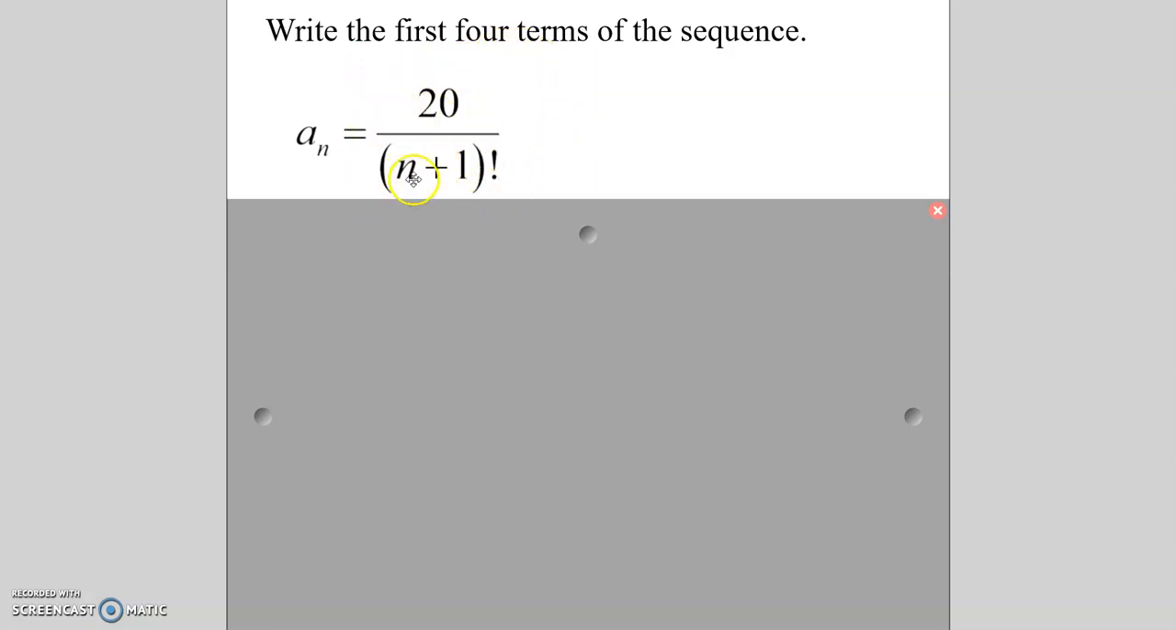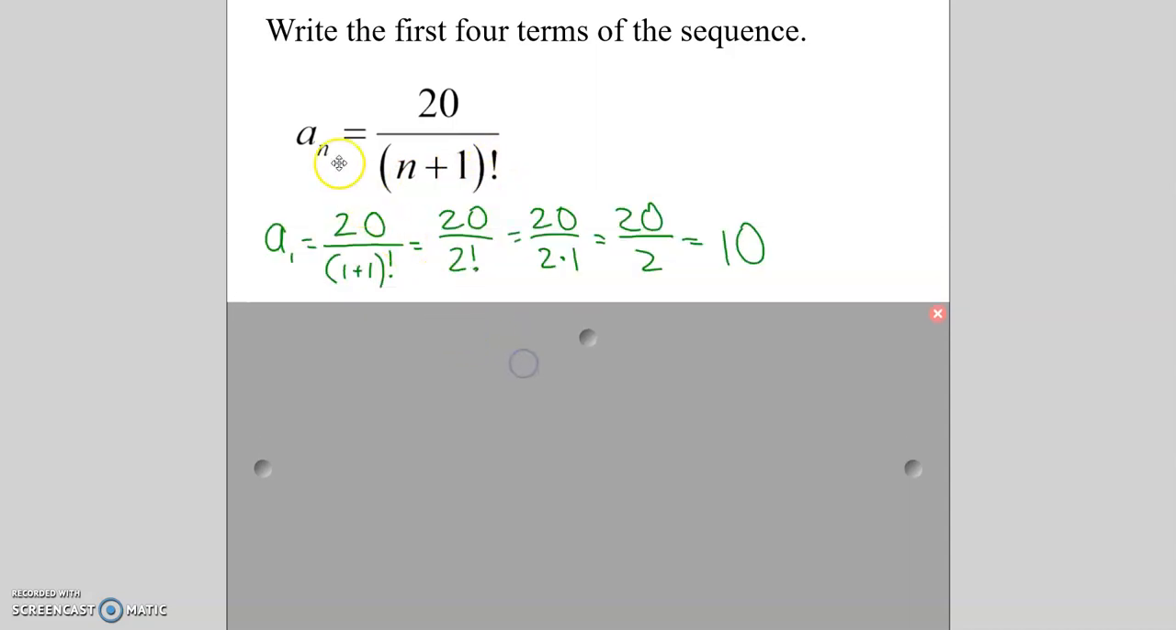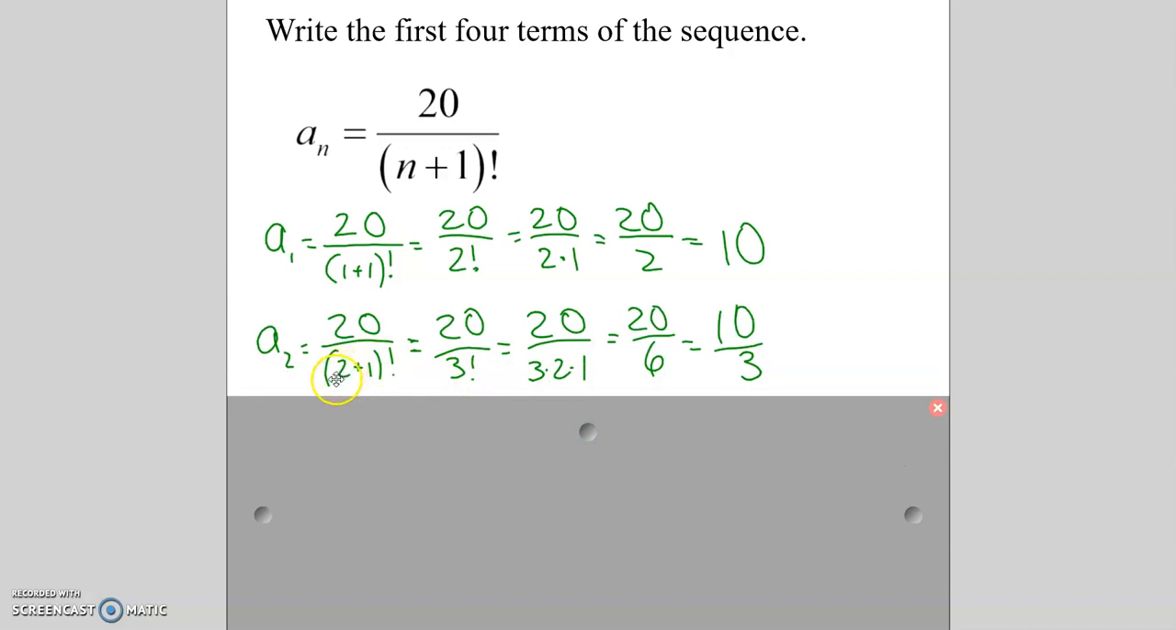Now let's write the first 4 terms of this sequence. You can see the formula for this sequence involves a factorial. To find the first term, you plug in a 1. So the numerator is 20, the denominator is 1 plus 1 factorial. So 1 plus 1 is 2, that means I need to do 2 factorial down here. 2 factorial is 2 times 1, which is just 2. So the first term will be 20 divided by 2, which is 10. To find the second term, I plug in a 2. 2 plus 1 is 3, so my denominator is 3 factorial, which is 3 times 2 times 1, which is 6. So my second term is 20 over 6, which simplifies to 10 thirds.